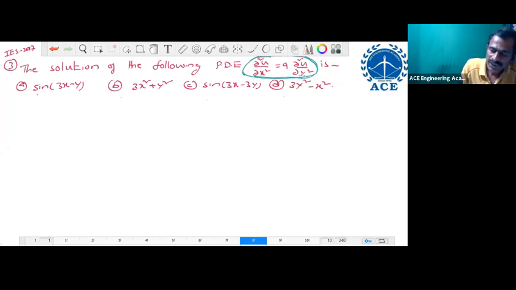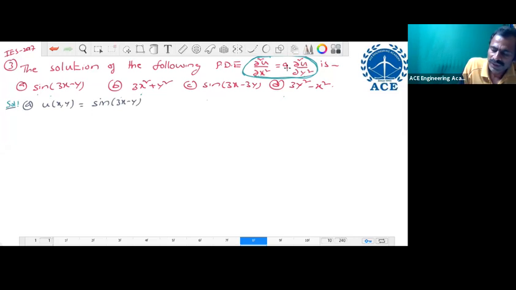Suppose this differential equation satisfies with the very first particular solution, we stop here. If it doesn't satisfy with A, we go to the B option. If it satisfies, we stop here and take this as the correct answer. If it doesn't satisfy with option B, B is wrong, then we go to the next option. So let us start with the first option. Option A, the solution is u(x, y) = sin(3x − y).